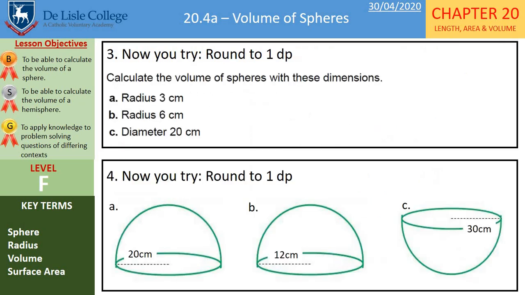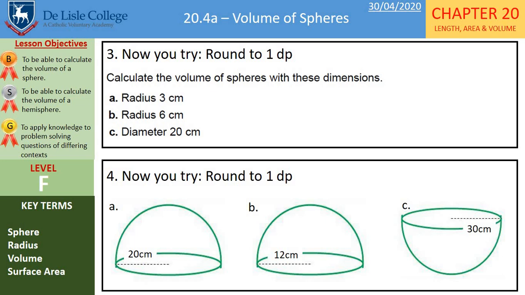Good, well done. Here are some practice questions for you. So we've got 3 questions about spheres, but without a diagram for you to work through, round to 1 decimal place, and then 3 questions about hemispheres. Again, for all of these, we're trying to find the volume, rounded to 1 decimal place. Please pause the video as you work through these and show your steps of working out.